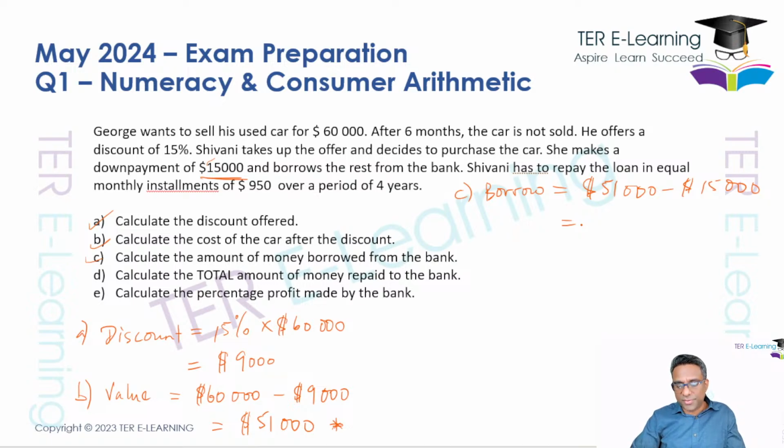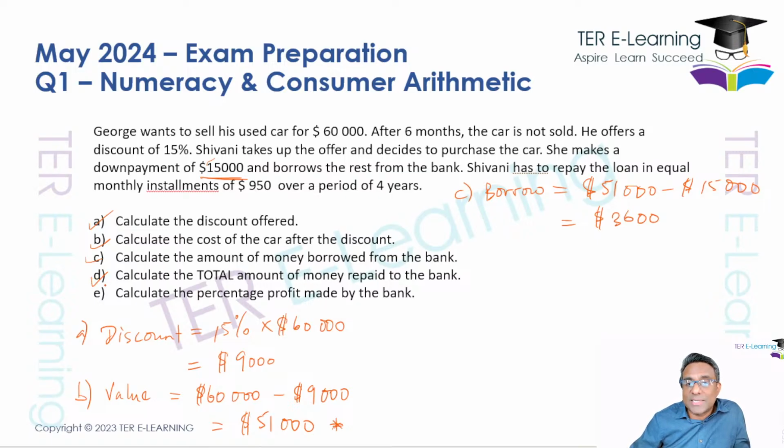So this is going to be 51 minus 15, right? And you're going to get 36,000. So this is how much money she has to borrow from the bank. That's typically what happens in the bank anyways, right? So that's how much you borrowed from the bank.